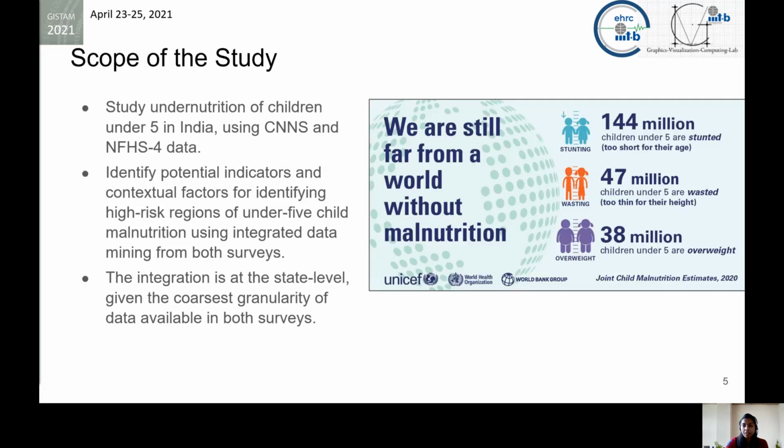The focus of our study is on under 5 children malnutrition in India as recorded in NFHS4 and CNNS. We find the potential health indicators and the contextual factors for identifying high-risk regions of under 5 child malnutrition using integrated data mining from both surveys.